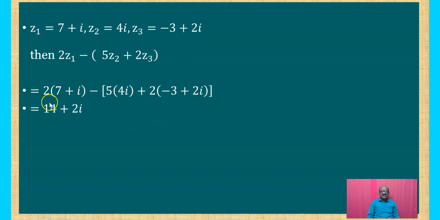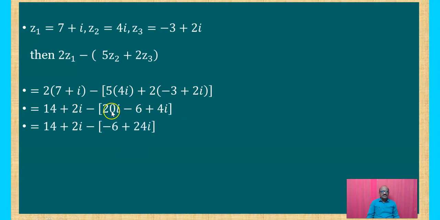Simplify this. Then you will get 14 + 2i, minus 5 into 4, that is 20i, minus 6. And next is 4i. Again simplification. 14 + 2i. Next is -5(20i...) that is 20i, plus 4i, that is 24i, and minus 6.